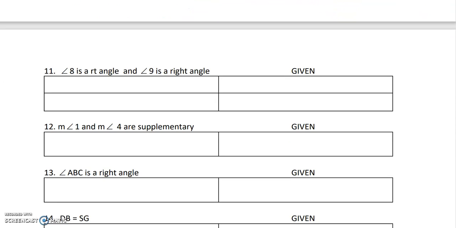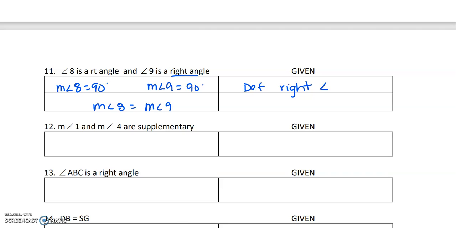All right, this one, we're going to go definition of right angle, because we've got our word right angle there. So we're going to say that the measure of angle 8 equals 90. Notice that I'm adding that m when I'm setting it equal to an actual number. Measure of angle 9 is equal to 90. And then we're going to go ahead and set measure of angle 8 equal to the measure of angle 9.